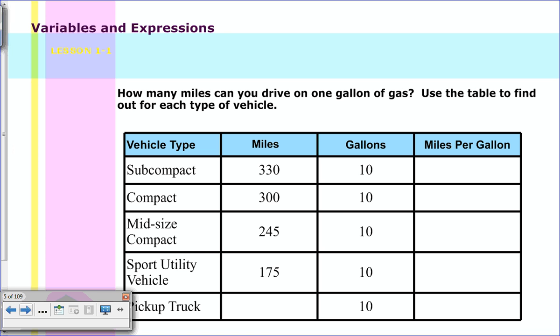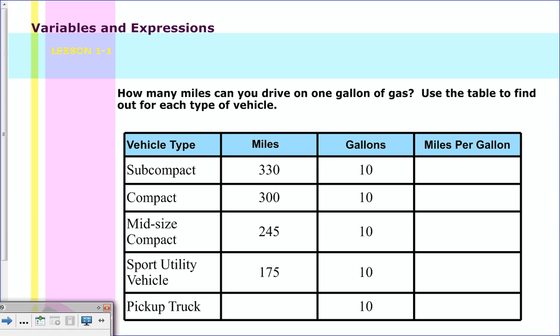All right, here's our warm-up, which I think I'm going to skip today because I want to get through the lesson itself. So we're going to start with this table. And I noticed right away that there are some blank spots. So more than likely, we're going to have to do some work. In order to find out what kind of work we have to do, it's always good to go back up and read the directions. So in bold print, it says, how many miles can you drive on 1 gallon of gas? Use the table to find out for each type of vehicle.